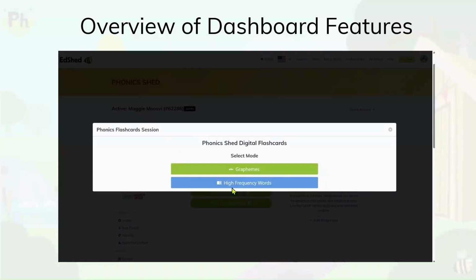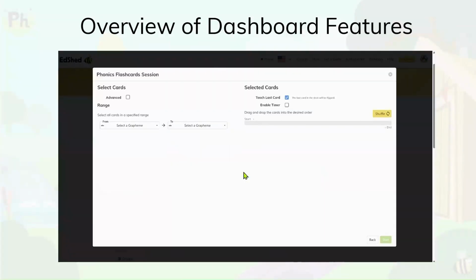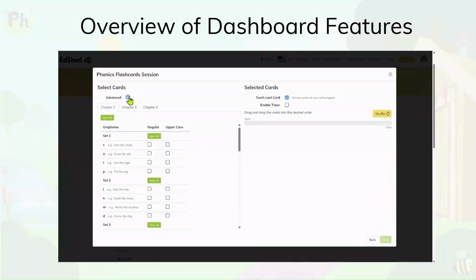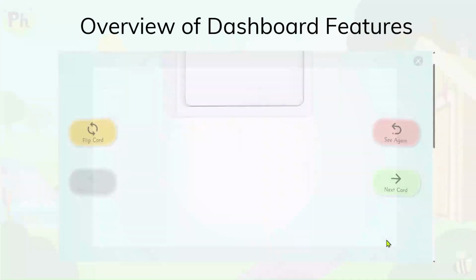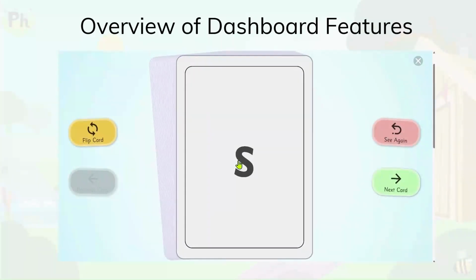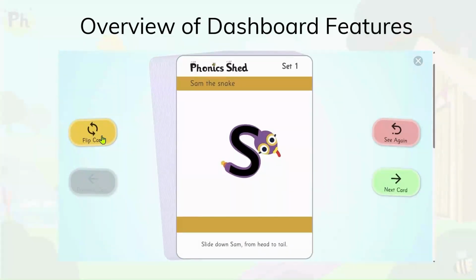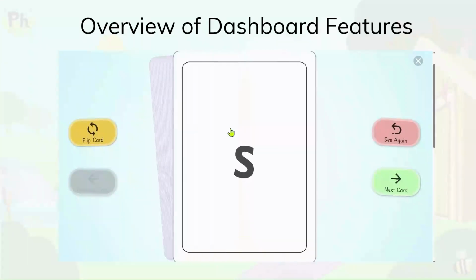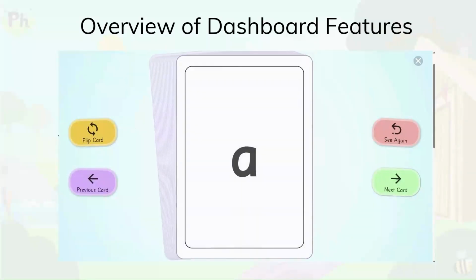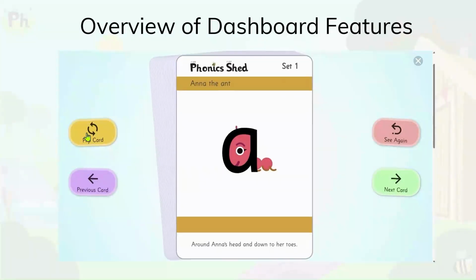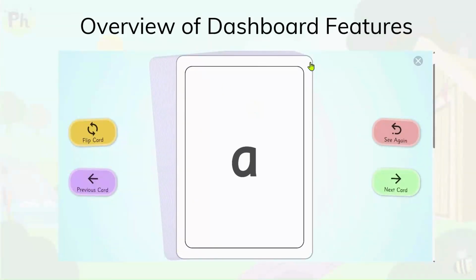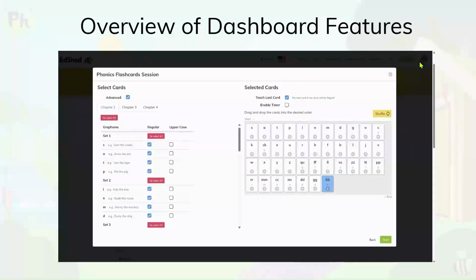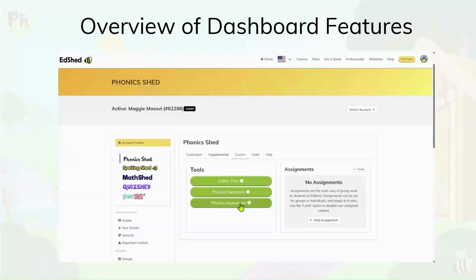Another tool that we have is our flashcard tool. You can use that to review graphemes or our high frequency words. So you select which cards you'd like to review. It pulls it up, flips them over. So you have your digital flashcard. It tells you the character. It has that letter formation rhyme at the bottom of it as well. In the later chapters, it has common rules or patterns for that grapheme.